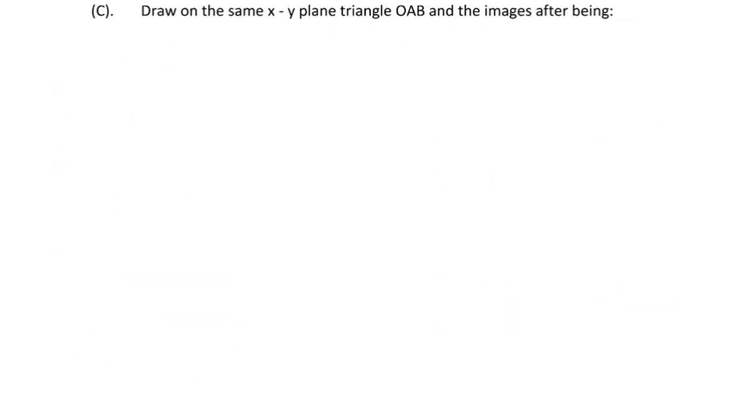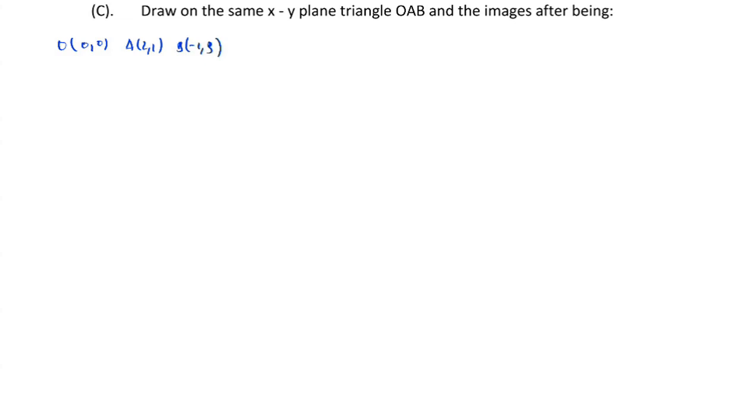For part C of the question, we are supposed to draw on the same XY plane a triangle OAB and the images after being enlarged and then after being translated. Okay, so let us just list the coordinates of these triangles. So our original triangle OAB, the points are: for O it is 0, 0, A it is 2, 1, and B it is negative 1, 3.